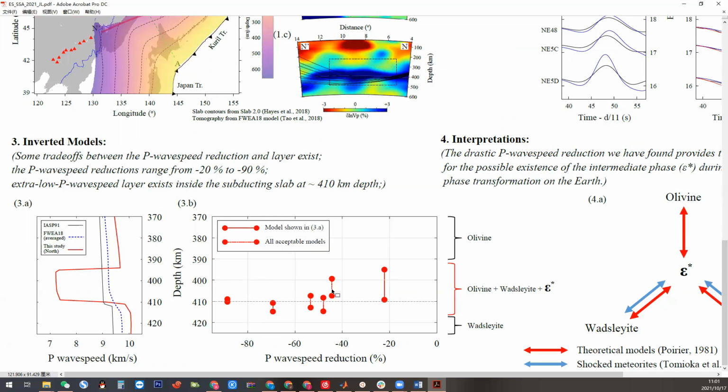These trade-offs are due to the resolution of the seismic waves we are using. Specifically, at 2 seconds, the Fresnel zone of the P wave is about 20 kilometers. But from all the accepted models, we know that the P-wave speed reduction ranges from -20% to -90%. Even for -20%, it is still an extremely low value.